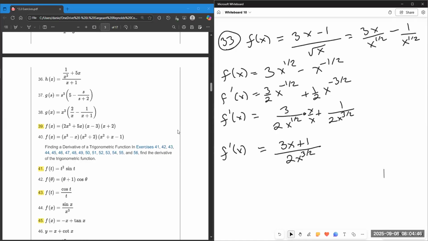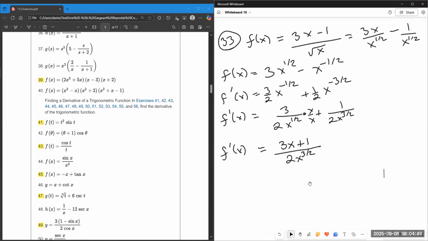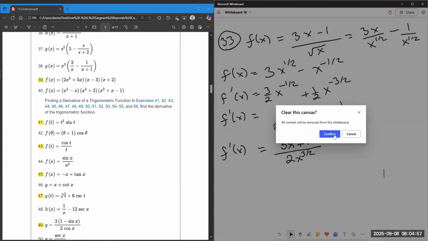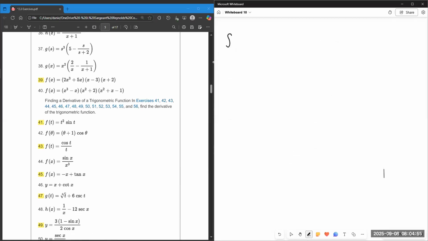That was number 33. Let's look at number 39. So f of x is equal to 2x to the 3rd plus 5x times x minus 3 times x plus 2. And you may say, wait a second, I thought my product rule only had u and v. How am I going to multiply 3 terms? You are correct that you only have a product rule that multiplies u and v. So you need to take 2 of these factors and multiply them together. Let's take the 2 small ones and multiply them together because that's easier.